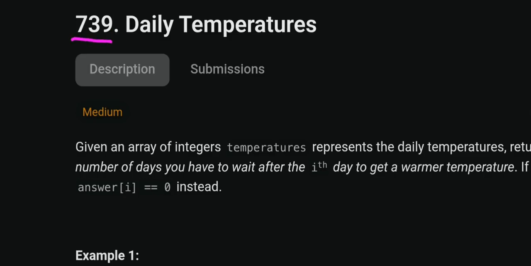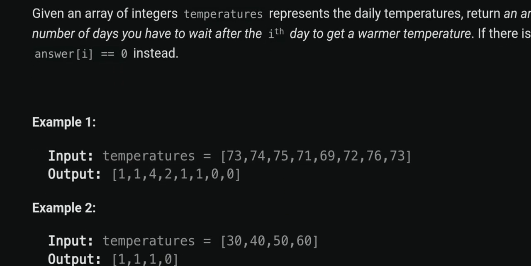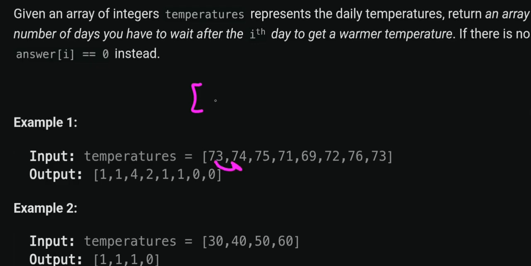Leetcode 739, Daily Temperatures. Let's first understand the question. The question gives us as an input the temperatures for day 1, day 2, day 3, day 4. And what they ask is to return an array with the number of days that have passed until the temperature increased. So here it's only 1 day for the temperature to increase. So we put 1 here, only 1 day.